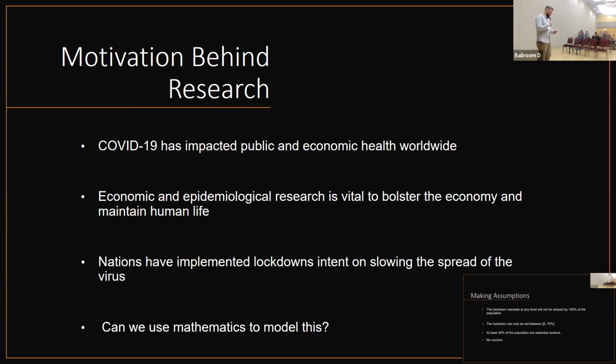All right, since this is a model and it's not real life, I obviously have to make some assumptions. The first assumption I'll be making is that in any lockdown level, we can guarantee that not 100% of the population is going to comply. So that's kind of a given. I feel like we can all probably agree on that. For my model, I'm assuming that a max lockdown will be at 70%, to account for 30% of the population being essential workers, which seems reasonable.